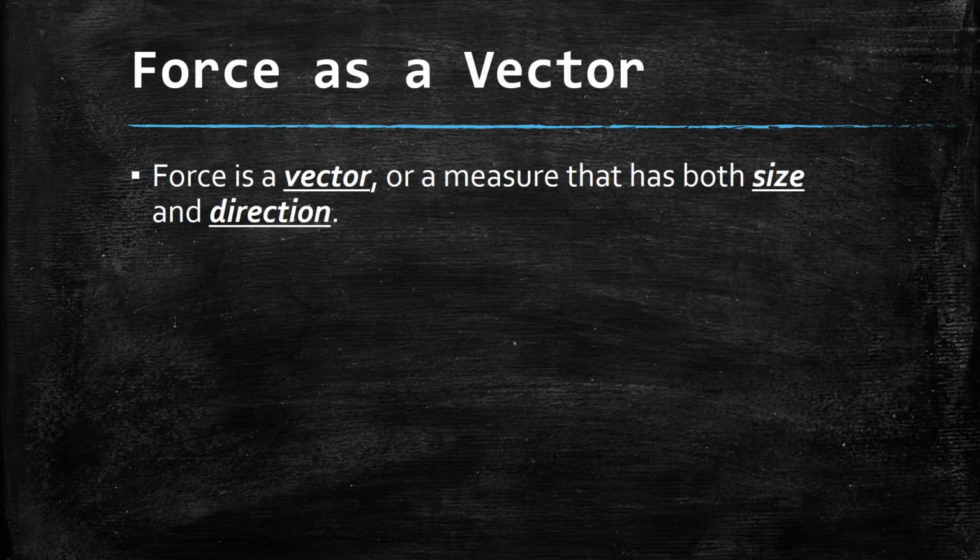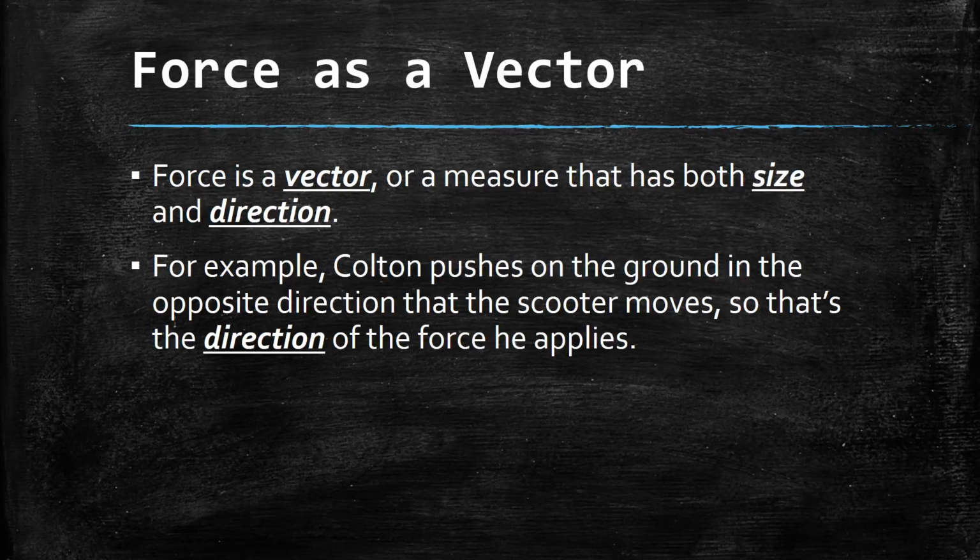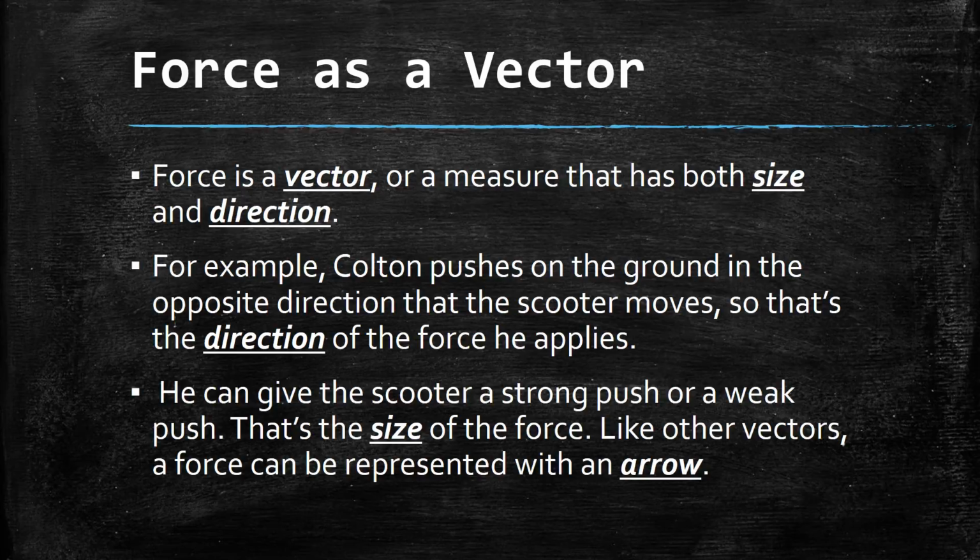Force is a vector, or a measure that has both size and direction. So we talked about two other vectors, velocity being a vector with your arrows, and acceleration being a vector. So now we're adding a third vector, which is force. So Colton pushes on the ground in the opposite direction that the scooter moves. So that's the direction of the force he applies. He can give the scooter a strong push or a weak push. That's the size of the force.